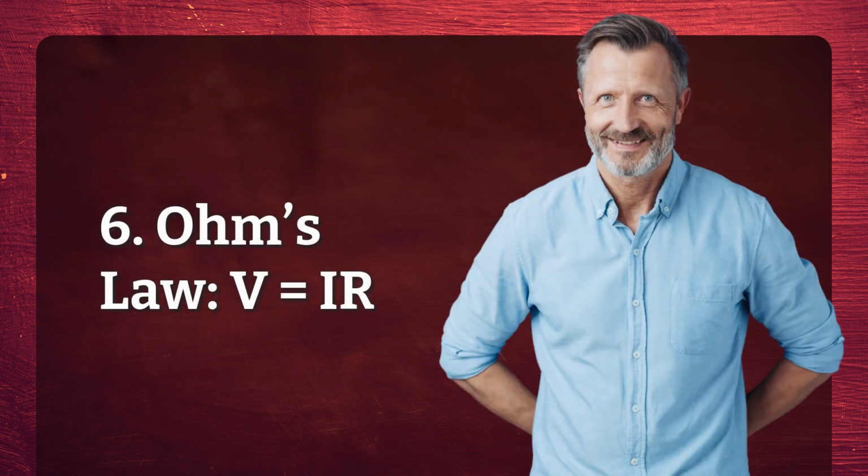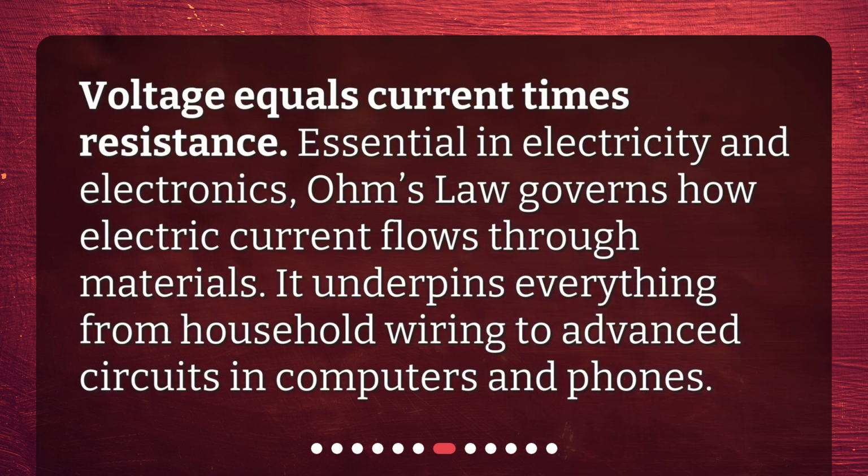6. Ohm's law: V equals IR. Voltage equals current times resistance. Essential in electricity and electronics, Ohm's law governs how electric current flows through materials. It underpins everything from household wiring to advanced circuits in computers and phones.